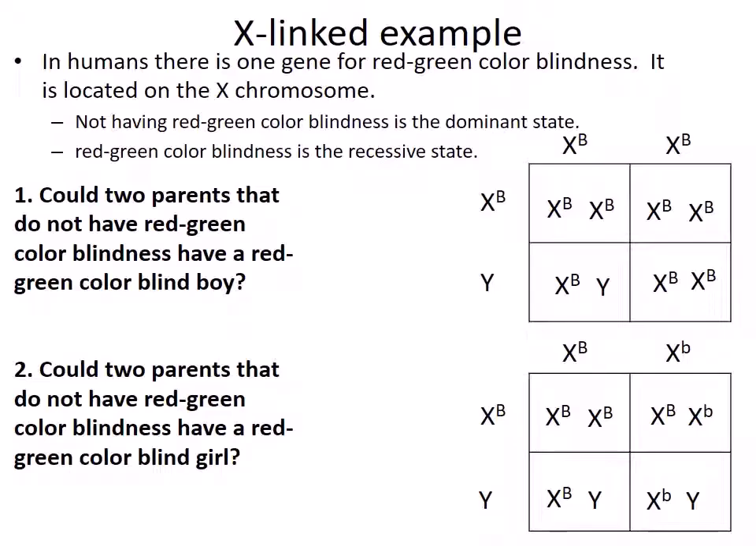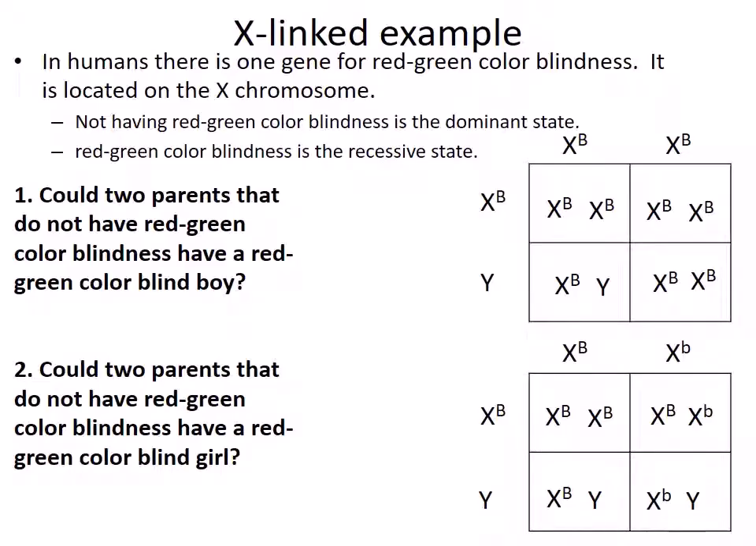Now we want to know, could we have a red-green colorblind boy? To be a red-green colorblind boy, it would have to be X little b Y, and we do have an X little b Y in the second Punnett square. So that is a possibility if mom is a carrier for colorblindness.